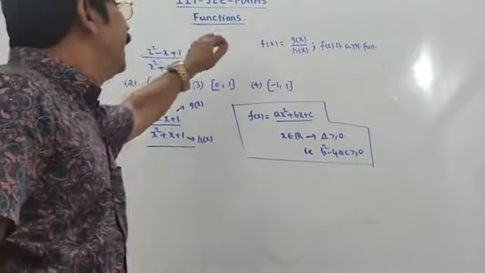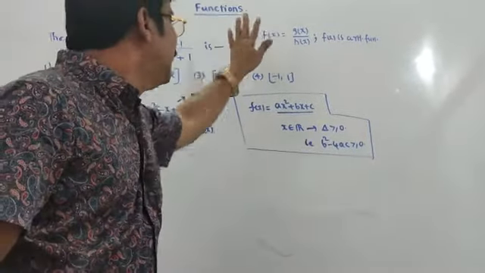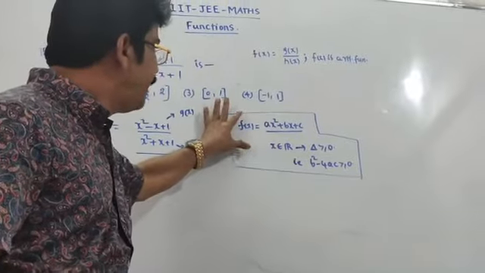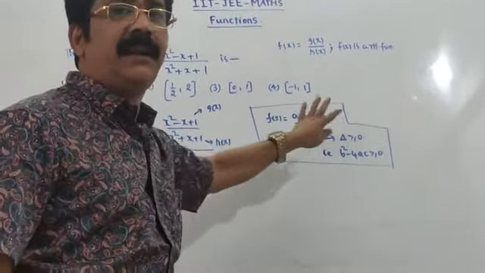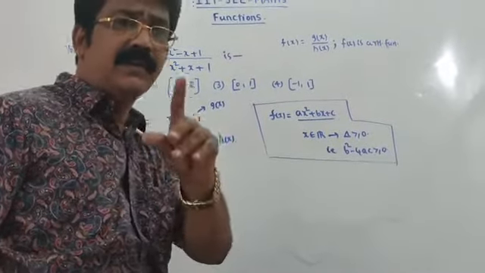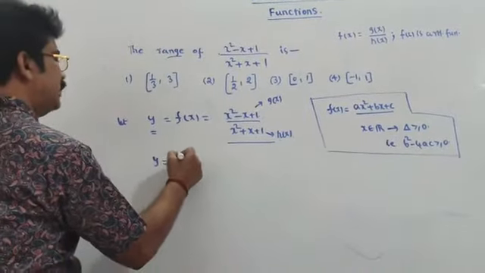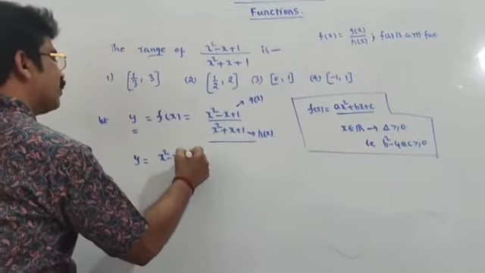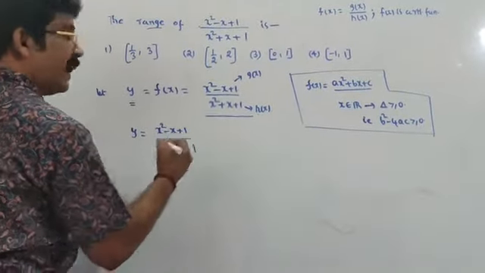So for every rational function, meaning when finding the range of some rational function, first we have to remember this formula. If the roots are real, then delta should be greater than or equal to 0. So next step, y equal to x square minus x plus 1 divided by x square plus x plus 1.